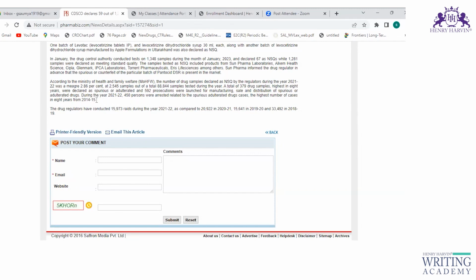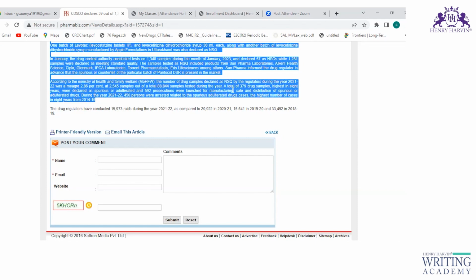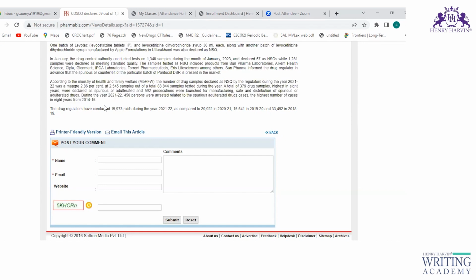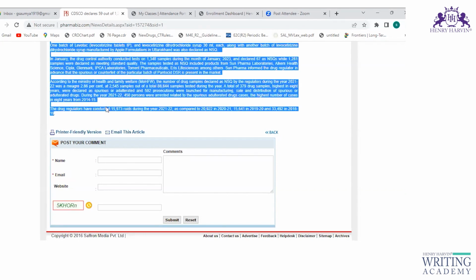Now, in this paragraph, what data and statistics are explained here according to the years? The drug regulators conducted 15,953 raids during the year 2021 to 22 as compared to 20,922 in 2020 to 21. So these are the number of raids in various pharmaceutical companies to check the quality standards of their drugs.